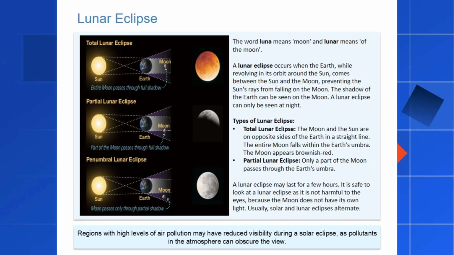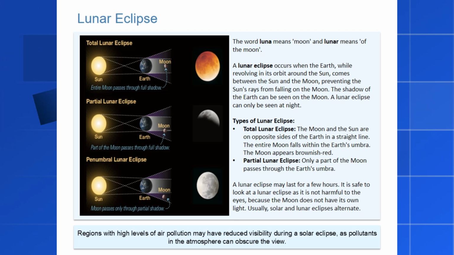Similar to solar eclipses, lunar eclipses can also be total or partial. In a total lunar eclipse, the Moon and the Sun are on opposite sides of the Earth, forming a straight line. When the entire Moon passes through the Earth's darkest shadow, its umbra, a total lunar eclipse occurs. During this event, the Moon doesn't appear completely dark. Instead, it often takes on a beautiful brownish-red hue. A partial lunar eclipse happens when only a portion of the Moon passes through the Earth's umbra.